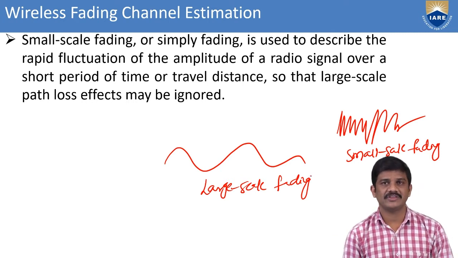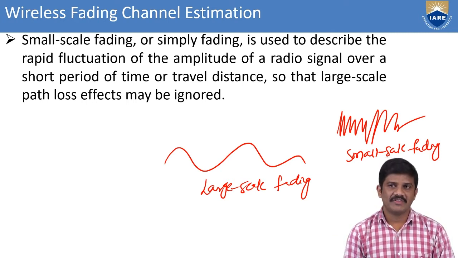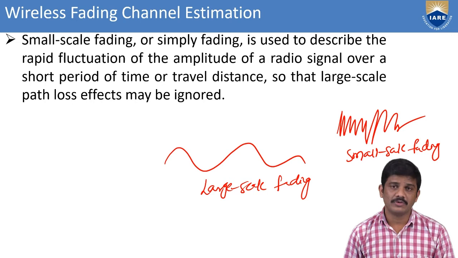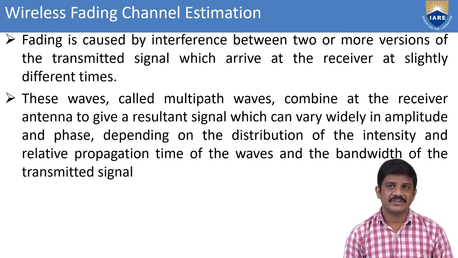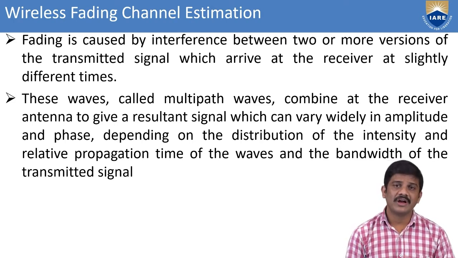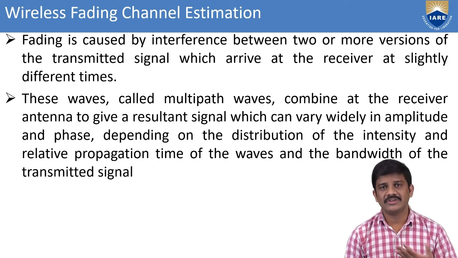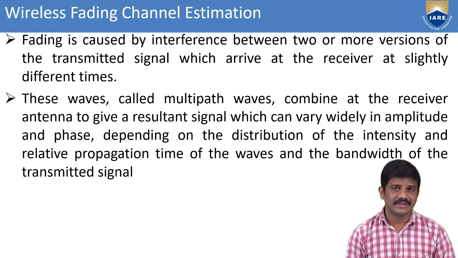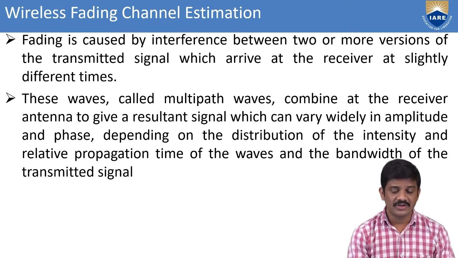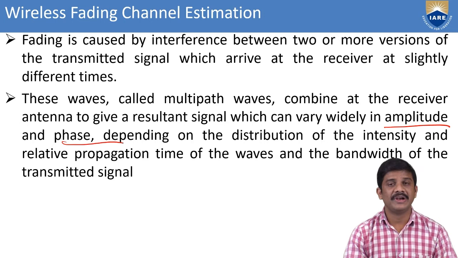Here we consider the signal over a short period of time or travel distance, so the large scale path loss effects may be ignored for that time. Fading is caused by interference between two or more versions of the transmitted signal, which arrive at the receiver at slightly different times. Whenever we generate multiple signals from the transmitter, these are called multipath waves. They combine at the receiver antenna to give a resultant signal which can vary widely in amplitude and phase, depending on the distribution.